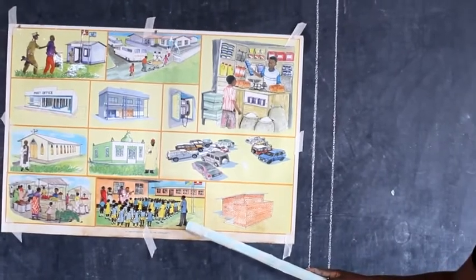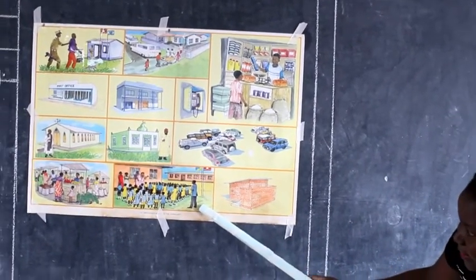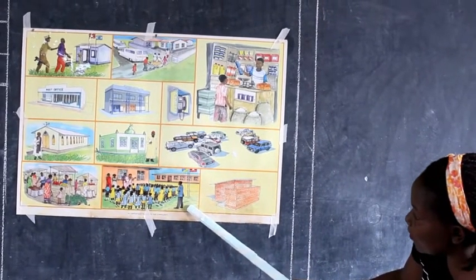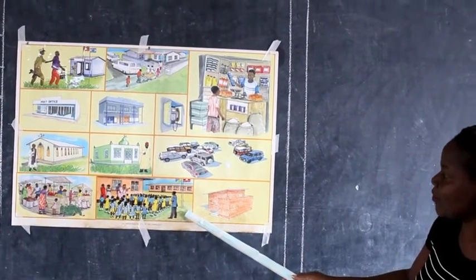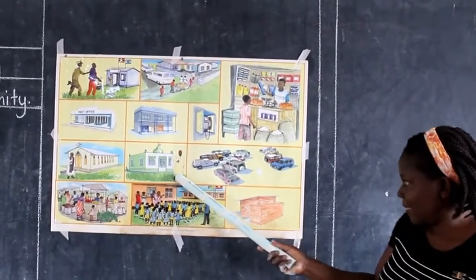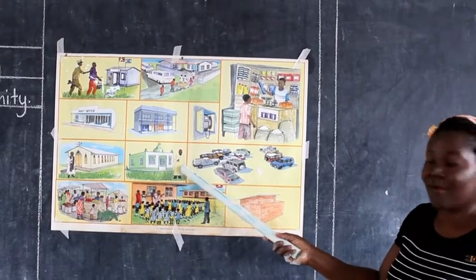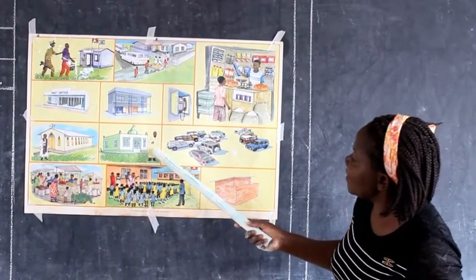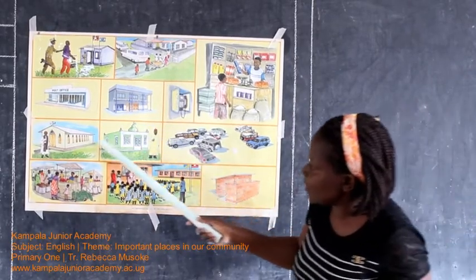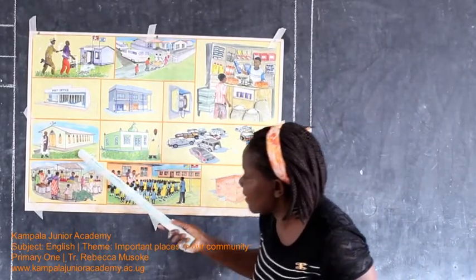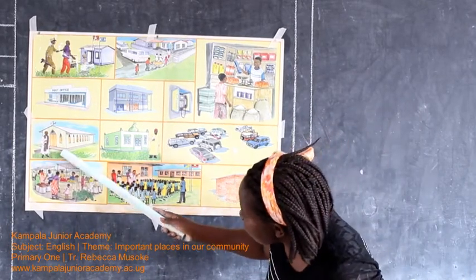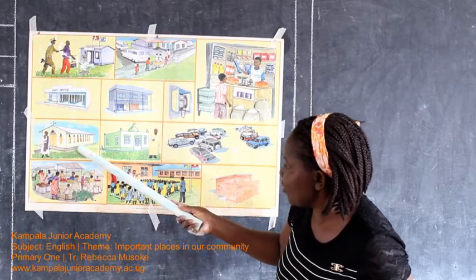What can you see in this picture? I can see a school. Which person works in a school? A teacher works in a school. What can you see in this picture? I can see an imam. Where does an imam work? An imam works in a mosque. In this picture, we have somebody standing near a church. A priest works in a church.